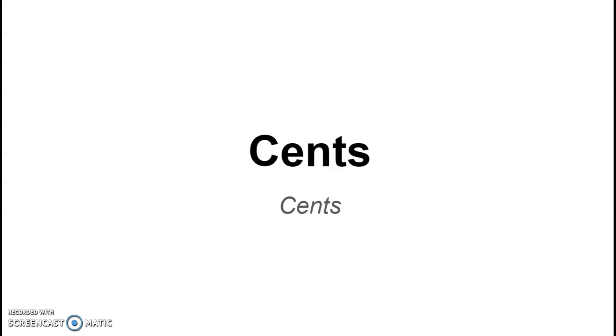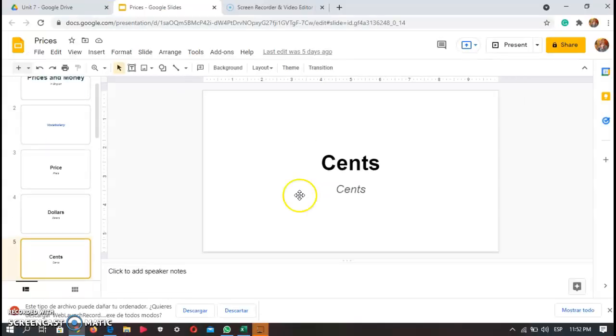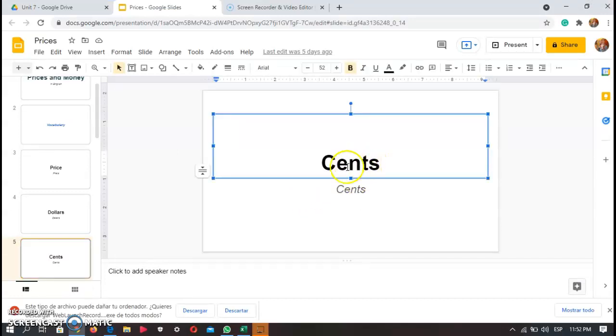Okay, now cents in English means centavos. So it could be singular or plural. So this right here is plural. It will be 2 cents, 2 centavos, or 3 cents, or 4 cents. Singular would be 1 cent, un centavo. Got it? Okay, so we have the word cents.